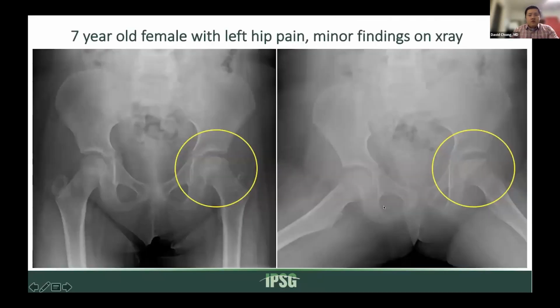I'll just show you, for example, this is that kid from earlier. This is a 7-year-old female in my practice who has left hip pain, and she had some minor findings on X-ray. You can see here, if you compare it to the other side, there's definitely a slight difference in that head. It's slightly less round there, but it's not very obvious.